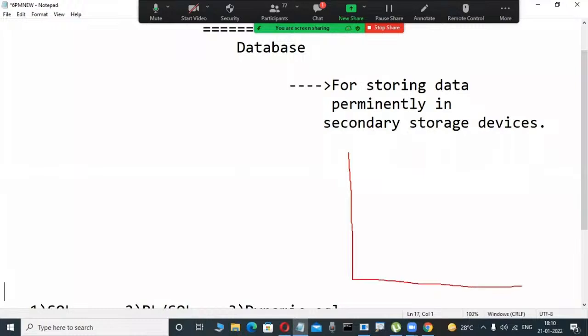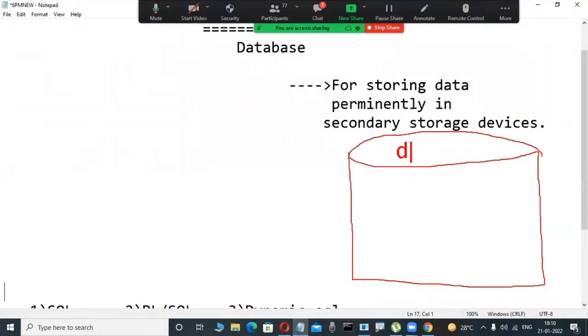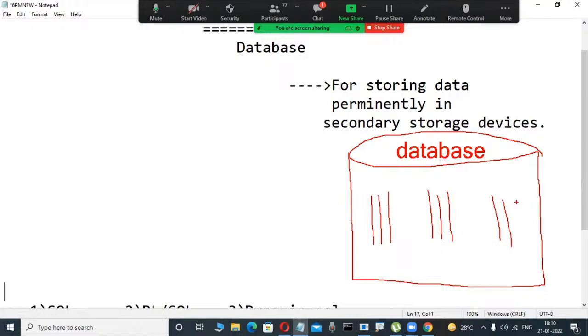These relational databases do not store a random collection of data. They only store a structured collection of data. Yesterday I told you, suppose this is an Oracle database. Database means some place, and here we store a structured collection of data in an organized fashion only.